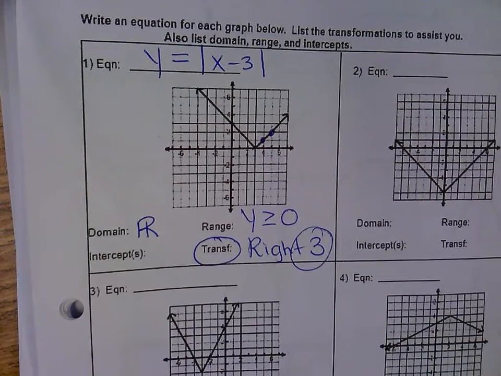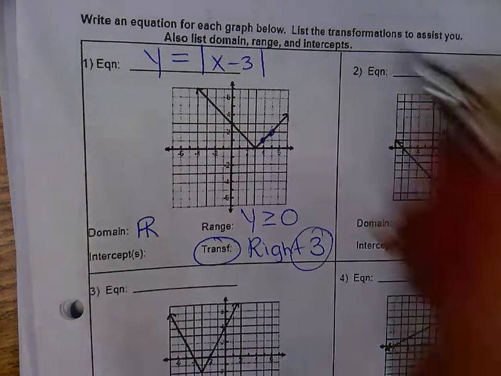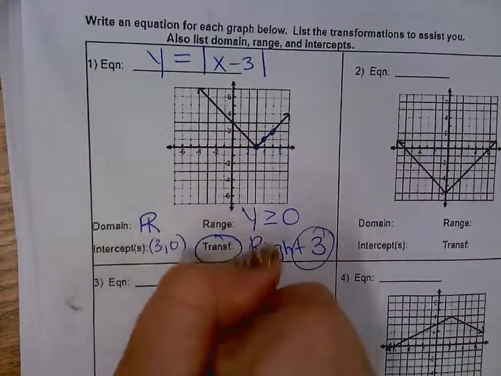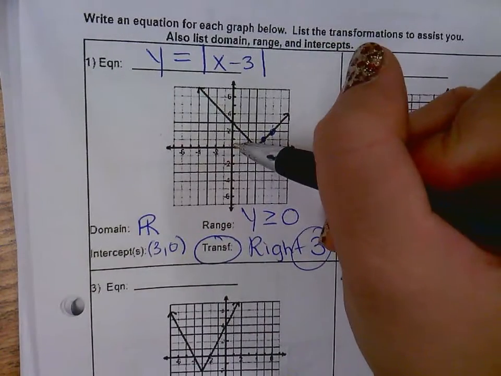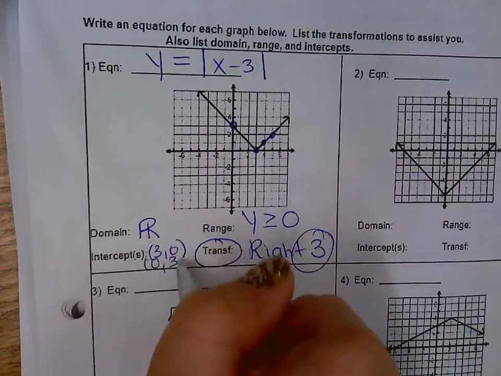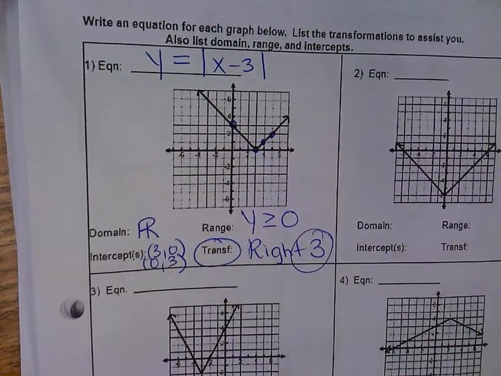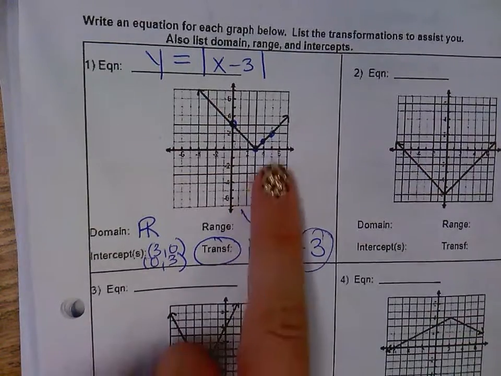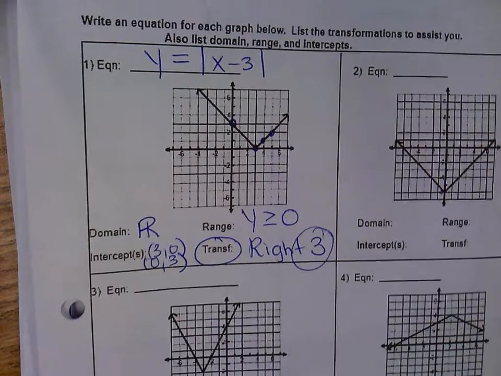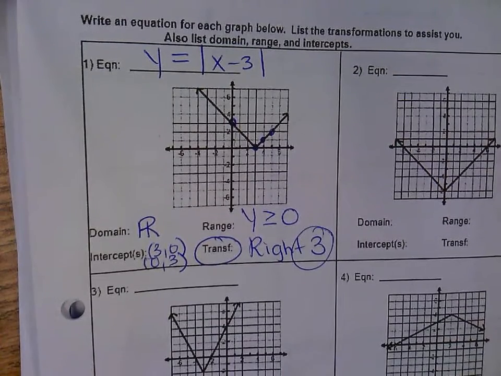Are there any x or y intercepts? This is an x-intercept at 3, 0. And it looks like I have a y-intercept at 0, 3. So I have 2 intercepts that I could identify. One is at 3, 0, one's at 0, 3. Think you can try those other 3 practice of transformations?